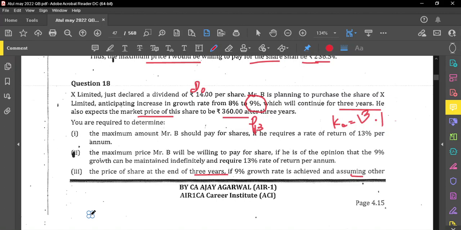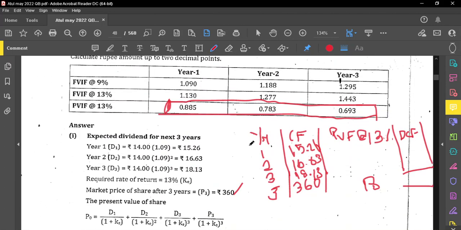So what is the dividend now, which is 14. D1 is 14 plus 9%. D2 is that first year dividend plus 9%. Like that we have to keep going. So 14 into 1.09 comes to 15.26. 14 into 1.09 power square provides you 16.63, and 14 rupees into 1.09 power cube provides you 18.13. So we have to enter all the cash flows, and at the end of year 3, the price will be 360 rupees.